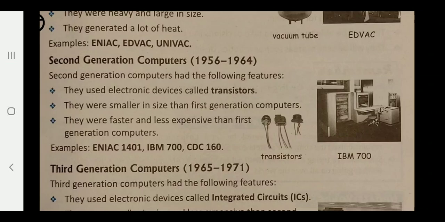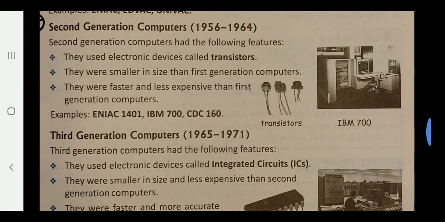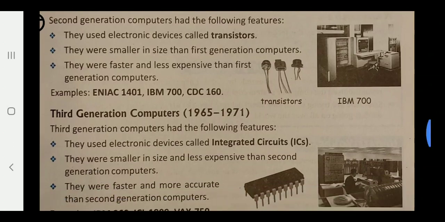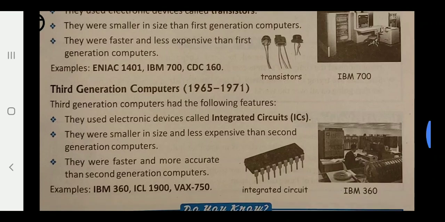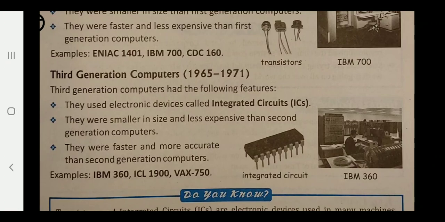After completing the second generation of computer, now we will continue with the third generation of computer in the first chapter only. Third generation computer, 1965 to 1971. In third generation computer we have the following features. It is an electronic device called integrated circuits. The device which is used in third generation computer is known as integrated circuits.